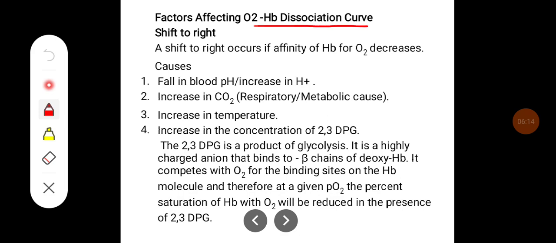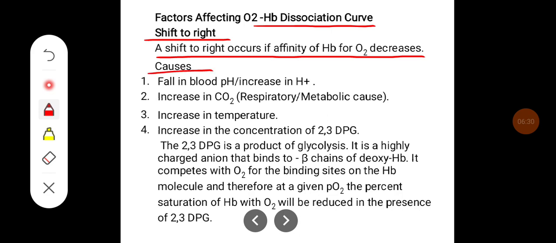Factors which affect the oxygen hemoglobin dissociation curve. Factors which affect the curve or help shifting the curve to the right side. A shift to the right occurs if the affinity of hemoglobin for oxygen decreases.